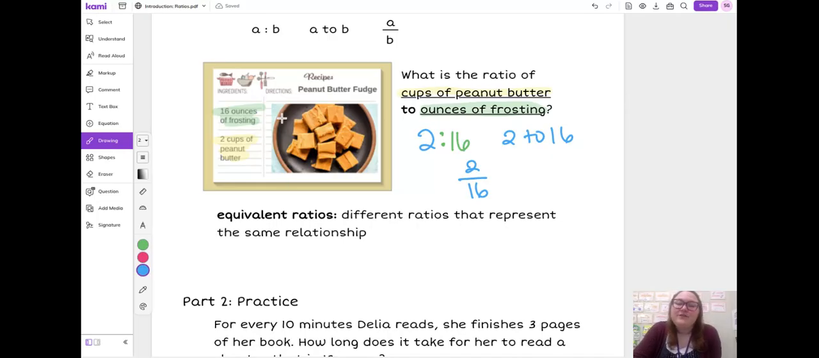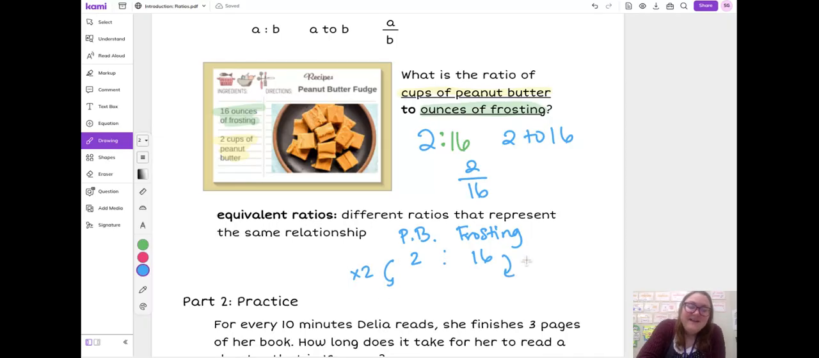So for example, if you've ever followed a recipe, this is the combination we need to make this fudge. But you can also do things like doubling the recipe or making twice as much. If I wanted to double this recipe, instead of using 2 cups of peanut butter and 16 ounces of frosting, I could double it. I could multiply everything in the recipe by 2 and say, well, we could use 4 cups of peanut butter and 32 ounces of frosting.